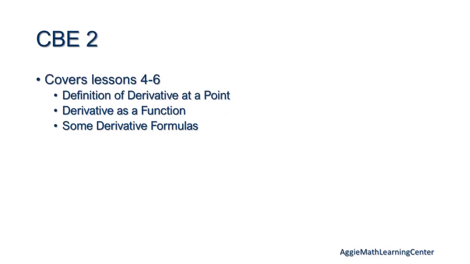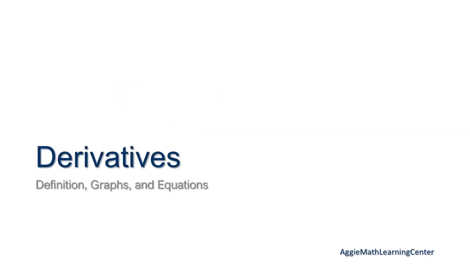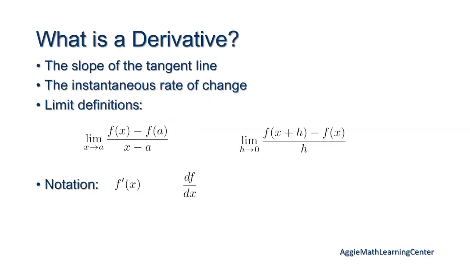Alrighty, so we're just gonna go through the definition of a derivative at a point, derivatives of a function, and some derivative formulas. Okay. So what is a derivative? Just starting out, it's the slope of a tangent line, the instantaneous rate of change. Those are all ways we think about it.